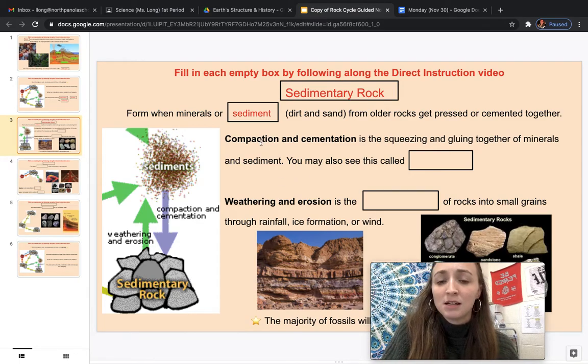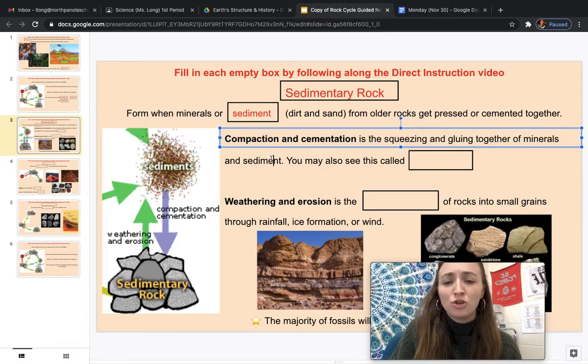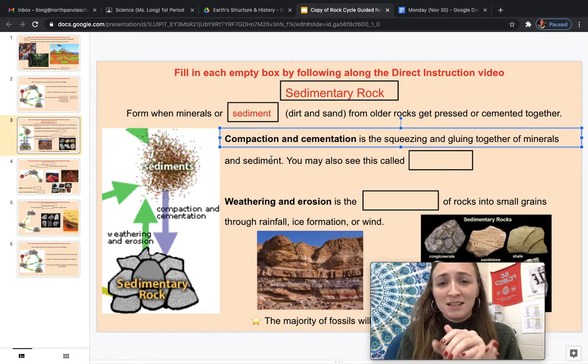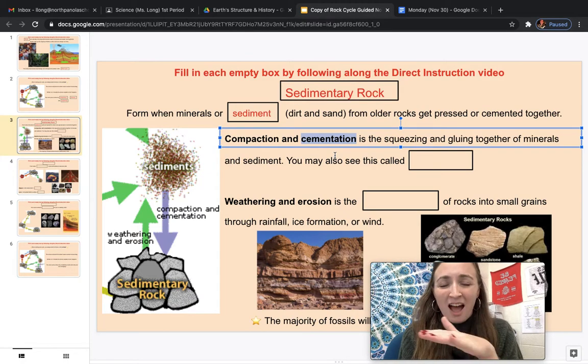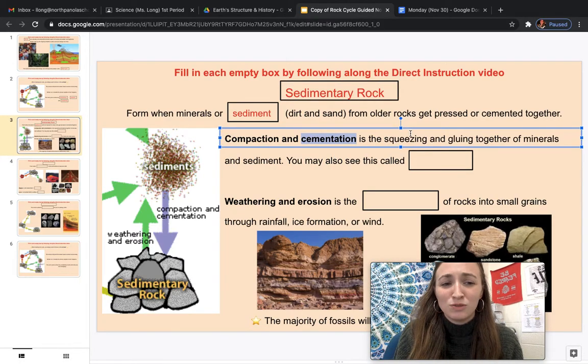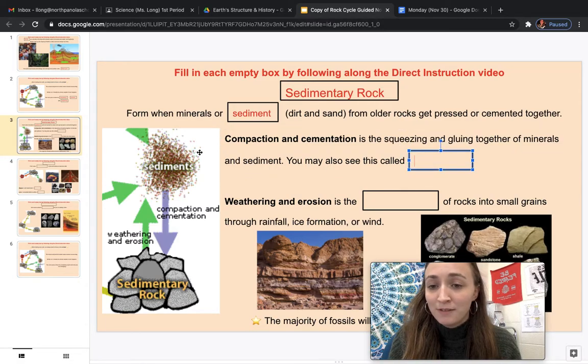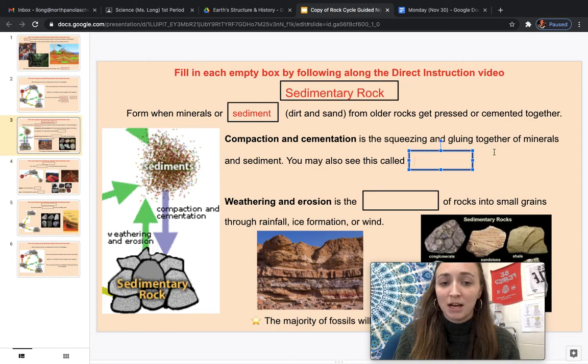When you see the word compaction, you might know the word compact. That just means things are tightly together. Or we know what cement is, right? If you go outside and walk on the sidewalk, you're stepping on cement. That's that hard structure. That's all of those pieces of sediment pushed together. Think of it as like glued together. So compaction and cementation is just the squeezing and gluing of those minerals and sediment. So basically you're going to have sediments go through compaction and cementation because it's written on the arrow, and that is how they're going to turn into sedimentary rock.